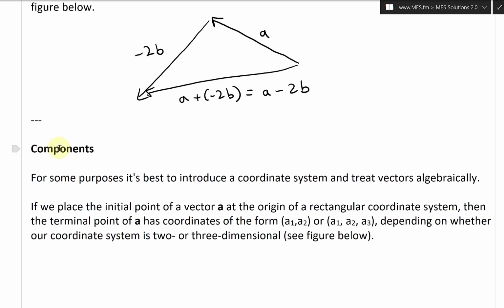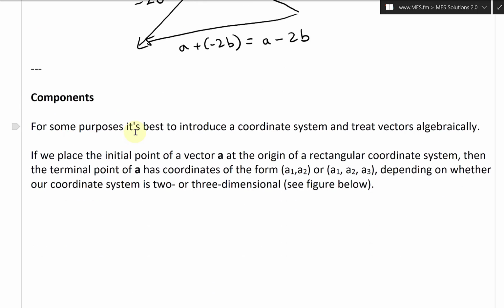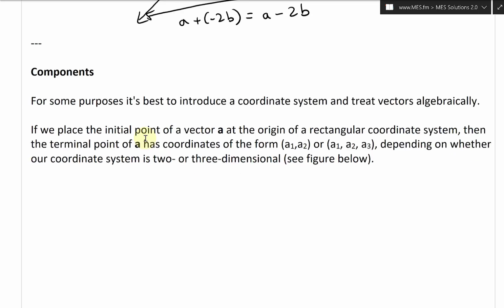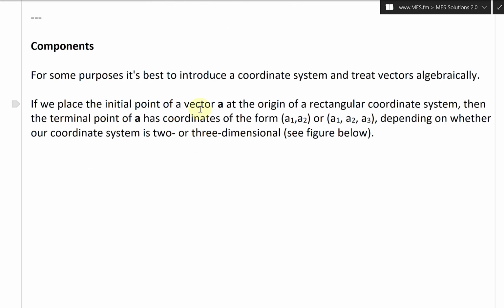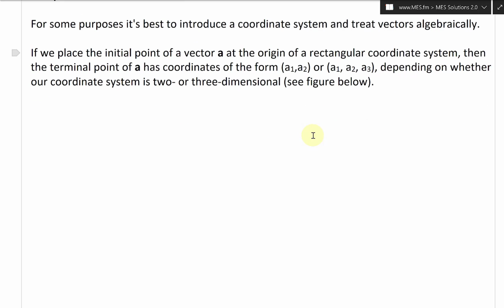This is on components. For some purposes, it's best to introduce a coordinate system and treat vectors algebraically. If we place the initial point of a vector a at the origin of a rectangular coordinate system, then the terminal point of a has coordinates of the form a1, a2, or a1, a2, a3, depending on whether our coordinate system is 2 or 3-dimensional. See the figure below.